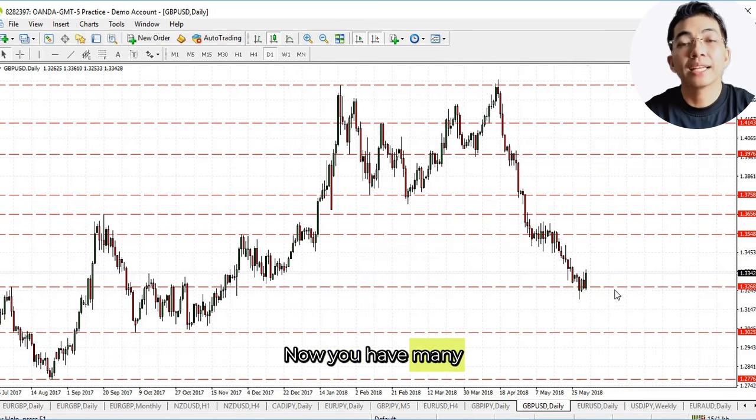Now you have many lines. I will keep all of them, but if you want you can change the color for the ones that seem to be more important. Remember that the more the price has been rejected by a support or resistance, the stronger the level. So you can identify the levels that have worked in the past and change the color for them to give more importance to those levels.